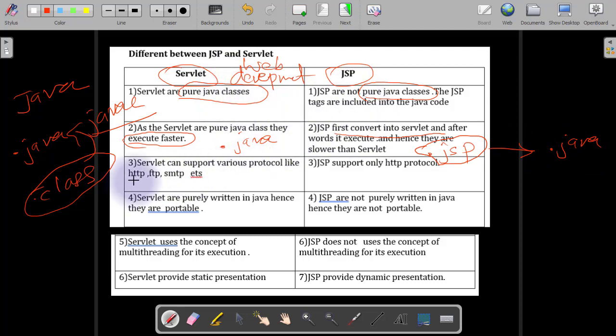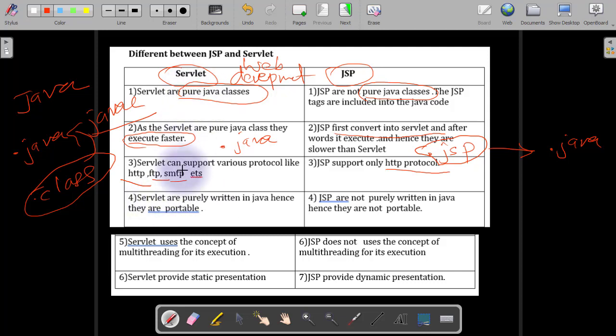Now servlets support various protocols: HTTP, FTP, SMTP. There are many protocols that are supported by the servlet, but in case of JSP we only use HTTP. These are the protocols that are used for communication between two or more machines. So in servlets we can communicate using HTTP, FTP and SMTP, and there are other protocols that we can also use, but in case of JSP only the standard HTTP protocol is used for communication between two or more machines.